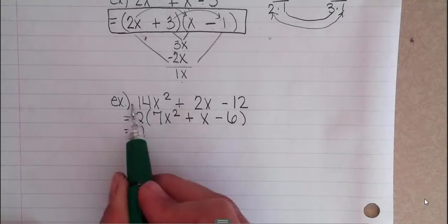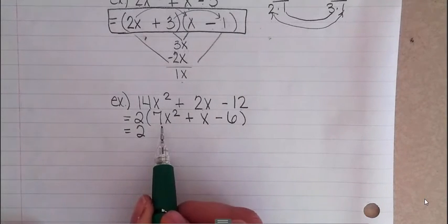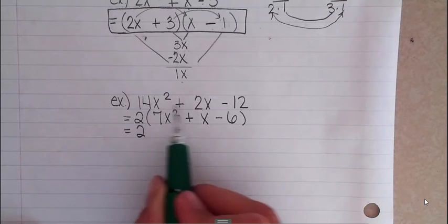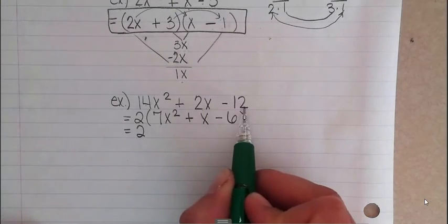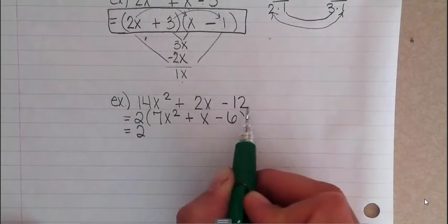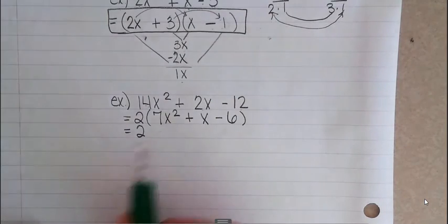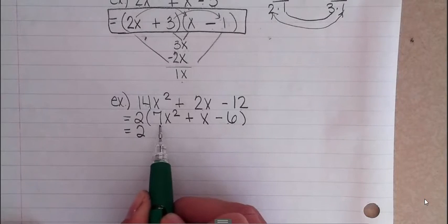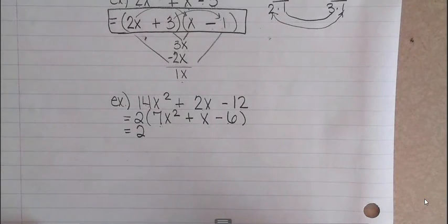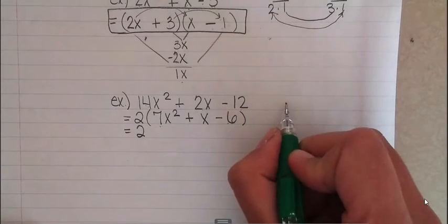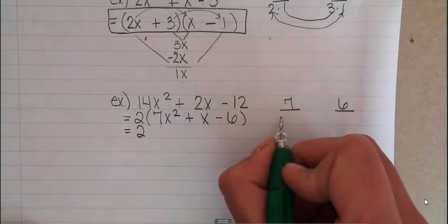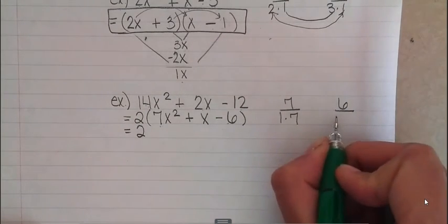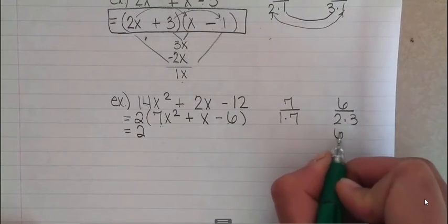By pulling out the greatest common monomial, we were able to simplify or make our numbers a little bit easier to work with. So instead of looking at factors of 14 and 12, which both have quite a few factors, I'm now looking at 7 and 6. Well, 7's prime, so I'm looking at fewer factors. All right, so let's look at factors of 7 and factors of 6. Factors of 7 are 1 and 7. Factors of 6 are 2 and 3, 6 and 1.